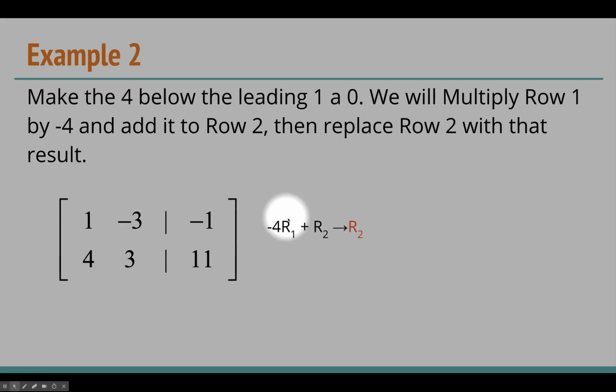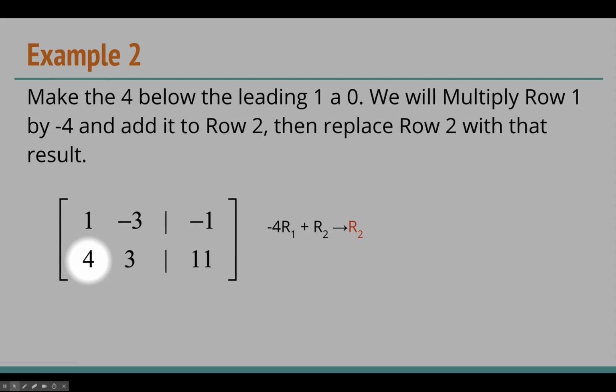So here's what we're doing. We're taking -4 times row 1 plus row 2 and adding it to row 2. Now, why -4? Remember, we're trying to make this a 0. So if I add to this a -4, it's going to make this a 0.